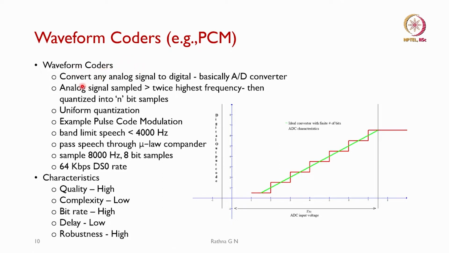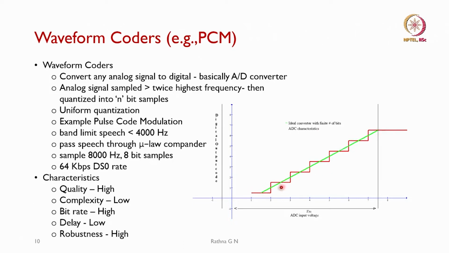What it does is basically convert any analog signal to digital, basically an A to D converter, which one has to use to do the conversion of speech. The analog signal is sampled, and as we know, the sampling rate should be more than twice the highest frequency component. Then we do the quantization into n bit samples. When we studied the number system, we saw how many bits I am going to use to represent my input signal. Speech coding is going to have the same thing.